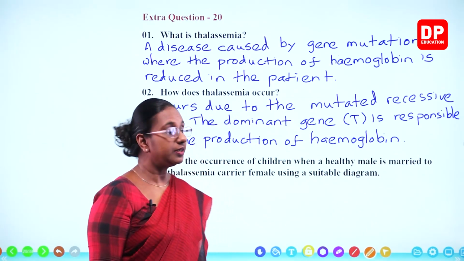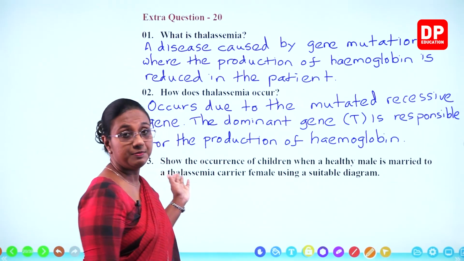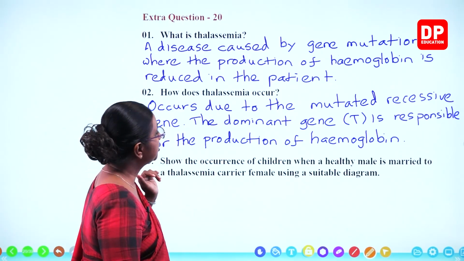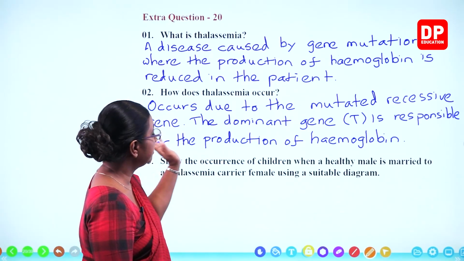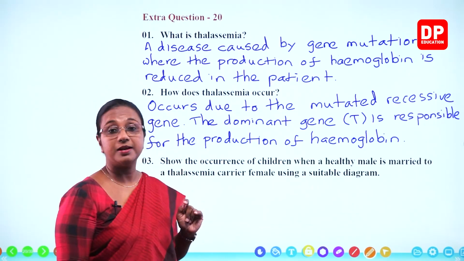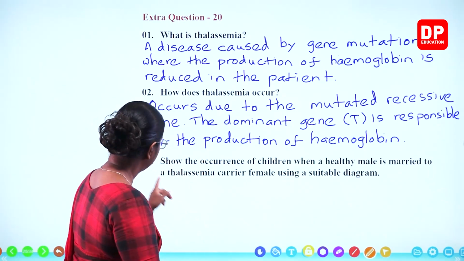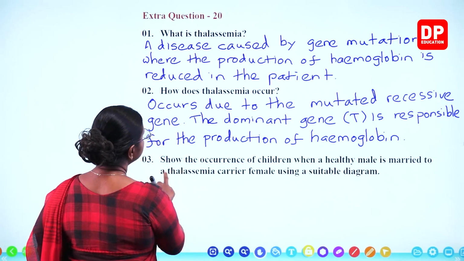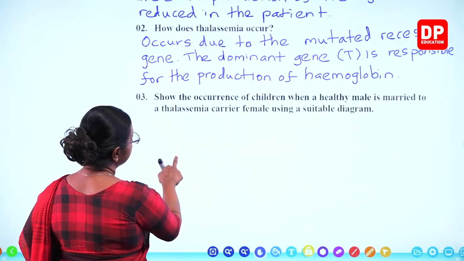So that is how the disease thalassemia occurs. It occurs due to the mutated recessive gene of the gene that the dominant gene T is responsible for the production of hemoglobin. Then, the next part of the question.